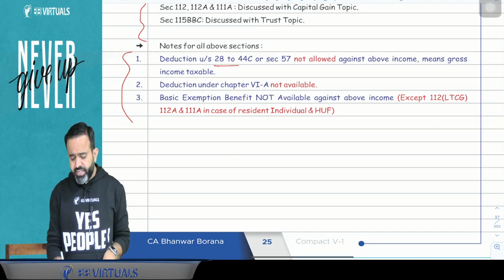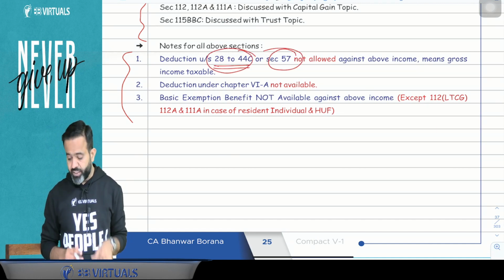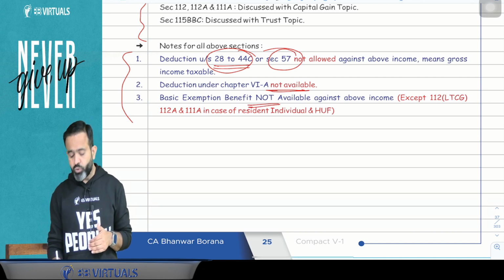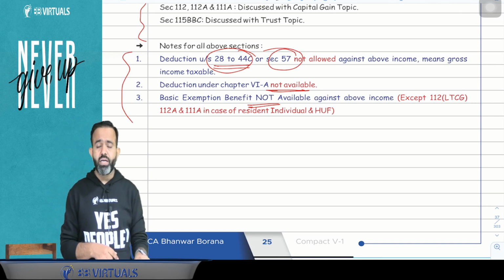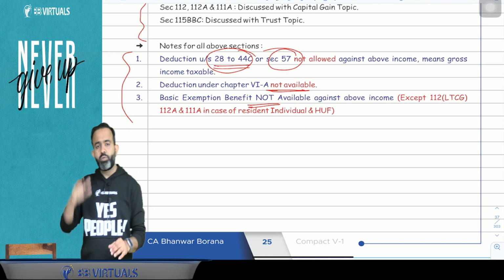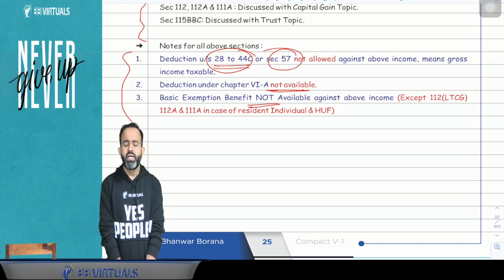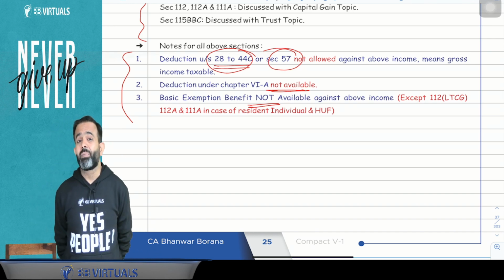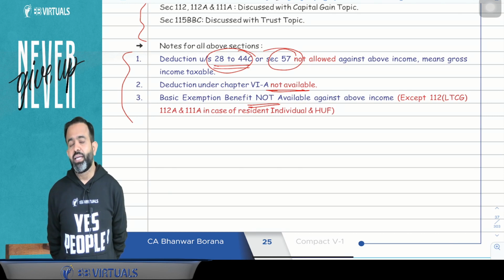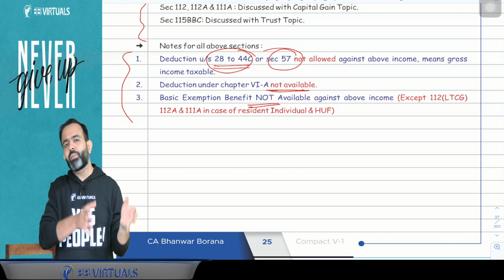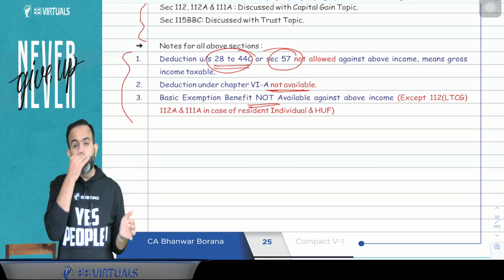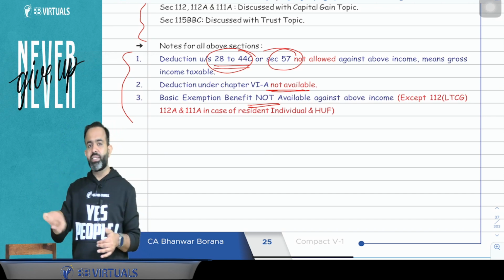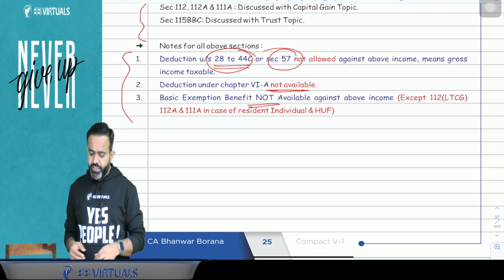Gross basis means any deduction under sections 28 to 44C or 57 is not allowed. One more point, deduction under Chapter VI-A is not available, and the basic exemption benefit is also not available, but there is a certain exception. In case of a resident individual and HUF, if your balance income is less than the basic exemption, then you can utilize the unexhausted basic exemption against long-term capital gain 112A, long-term capital gain 112, or short-term capital gain 111A. Against these three incomes you can utilize the unutilized basic exemption, but that is available only in case of a resident individual and HUF.